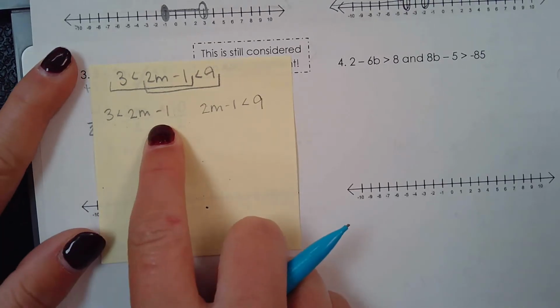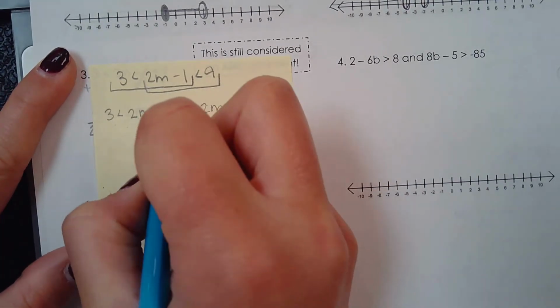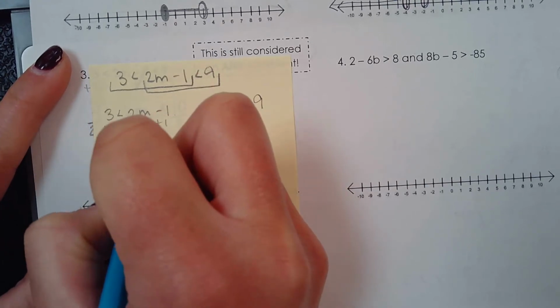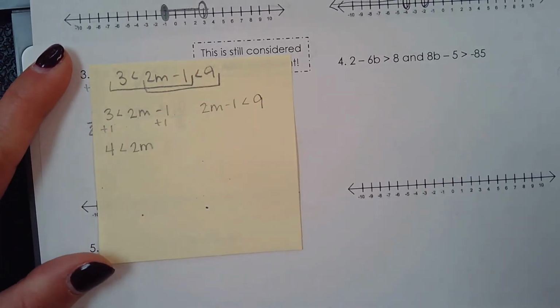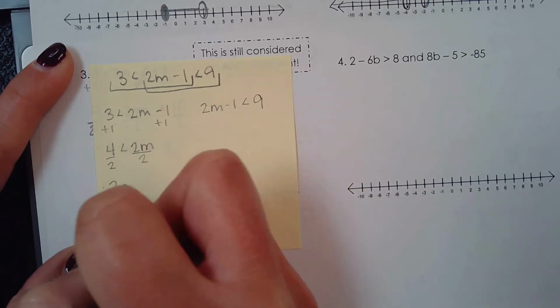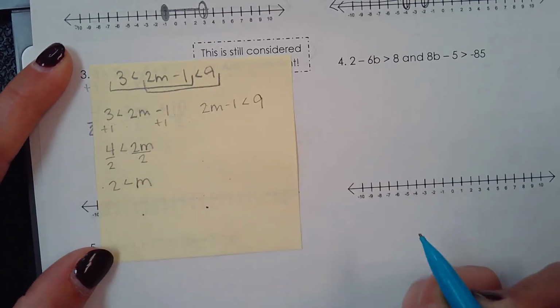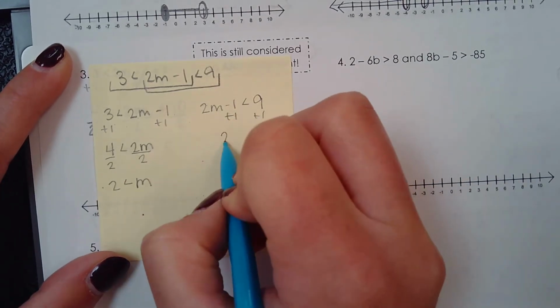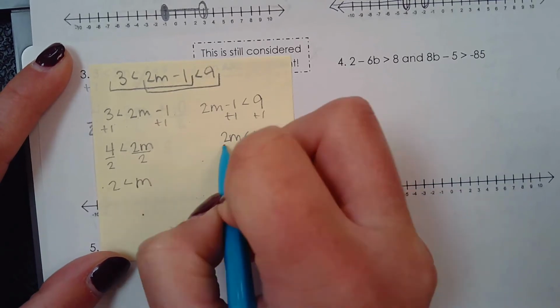So again, we'll add 1, right? Add 1. Is that okay? That's so good. And then divide by 2. So we'll have 2 is less than m. And then over here, we'll add 1. Then divide by 2.